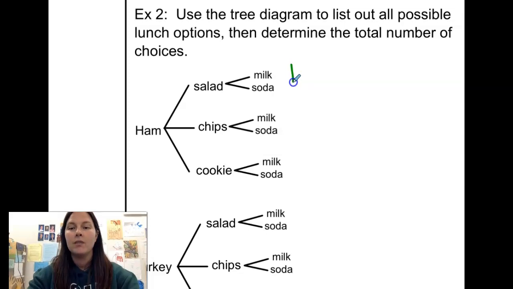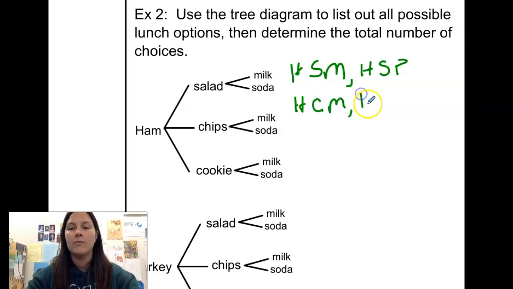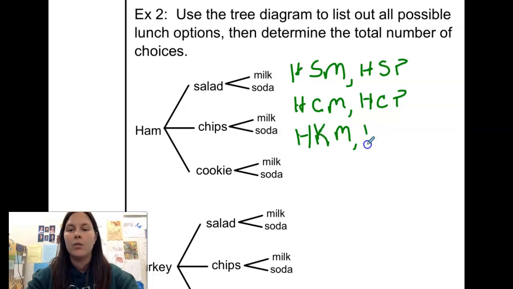So we could get a ham sandwich, a salad, and milk. Or we could get a ham sandwich, a salad, and pop. And then we have a ham sandwich with chips and milk, or a ham sandwich with chips and pop. And finally, we could get a ham sandwich. We already used C for chips, so I'm going to use a K for cookie and milk. Or a ham sandwich with a cookie and pop.